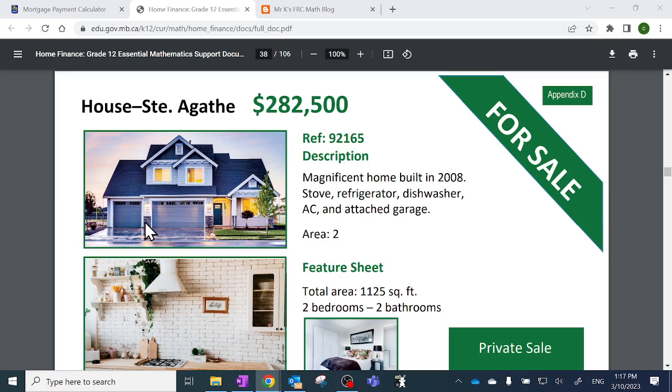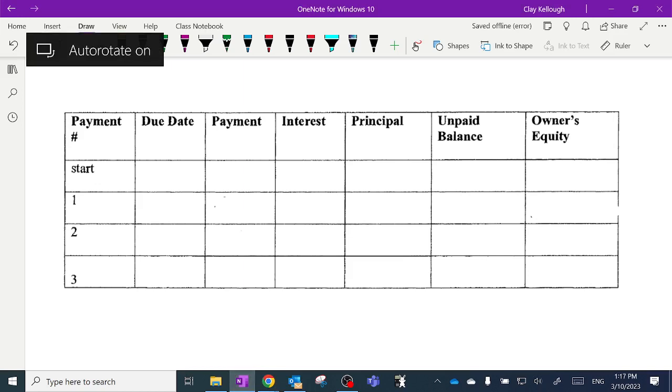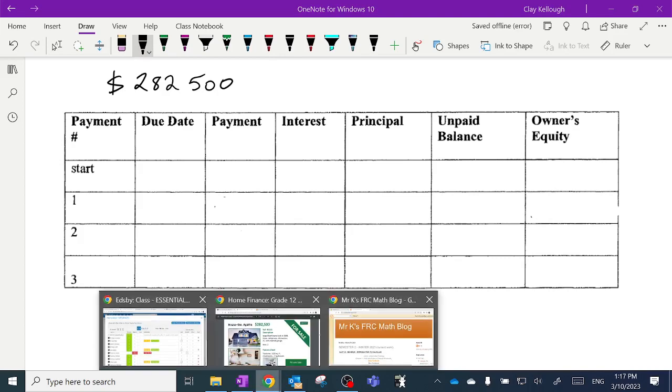All right. Let's write it down. $282,500. So take out this sheet, and hopefully you have some room around it somewhere. And we'll start writing. Oops, hang on, I've got to flip my screen. Okay, so 282,500, right? Let me double check. Did I do that right?